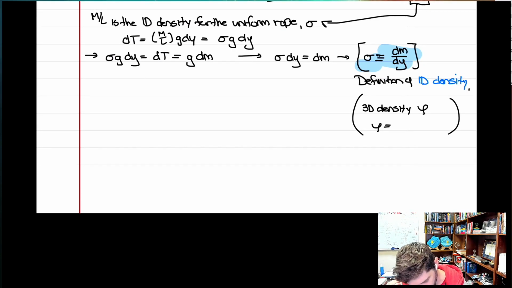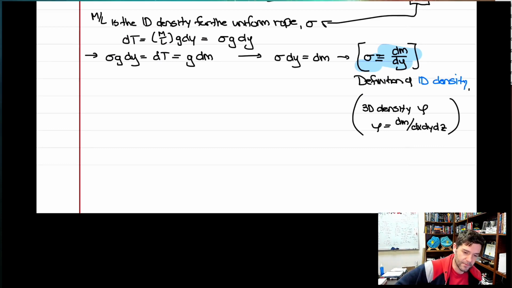Rho would then be defined to be dm over a volume. So it might be something like dy cubed, or, if I use Cartesian coordinates, it might be divided by dx dy dz, or something like that. That would be the definition of a 3D density. 2D density, mass over area, dm over dx times dy, or something like that.